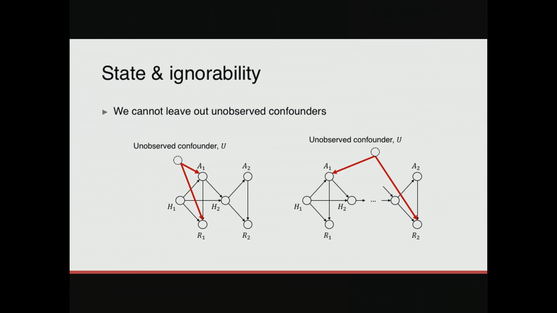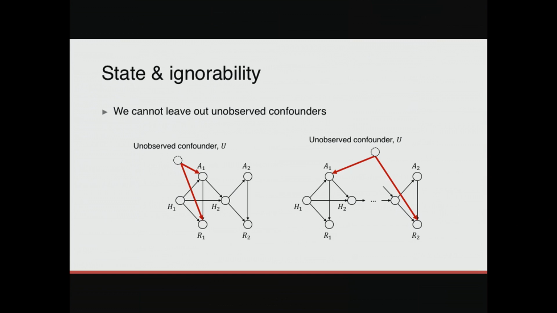But of course, now we're in the sequential setting. The confounding structure could be much more complicated. We could have a confounder that influences an early action and a late reward. So it might be a little harder for us to characterize what is the set of potential confounders. So I just wanted to point that out and to reinforce that this is only harder than the one-step setting.